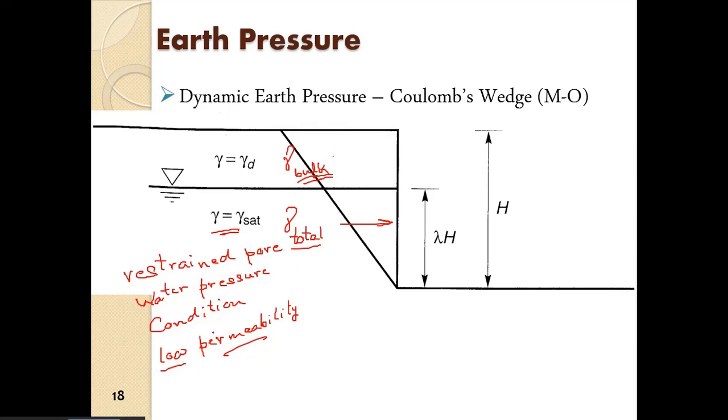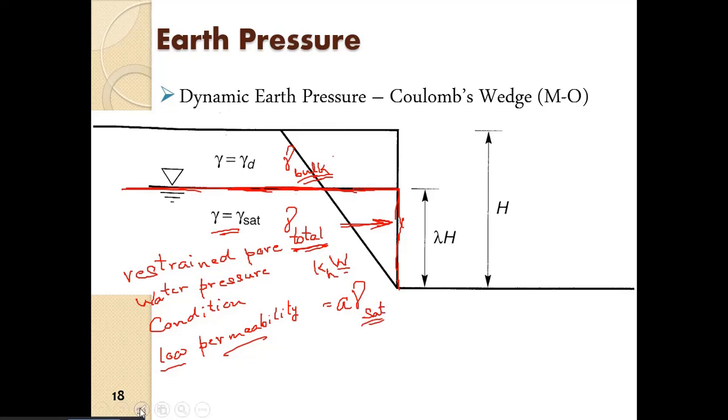For the low permeable soil in the restrained pore water pressure condition, this entire soil mass along with the water and everything will move as a composite material. All of the things will move together, going sideways. That is why we consider the total unit weight to find out the inertial forces. So it is kh into W, where W we will find out by the area of the wedge into the gamma saturated.